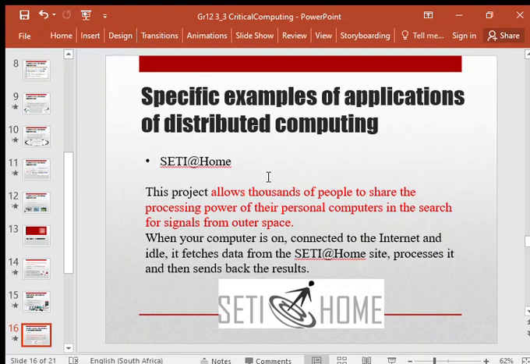Specific examples, one is SETI at home. If you go to this website, you will see this project allows thousands of people to share the processing power of their personal computers in the search for signals from outer space. So if you want to get involved, when the computer is on, connected to the internet and idle, it fetches data from the SETI at home site, processes it, and sends results back.